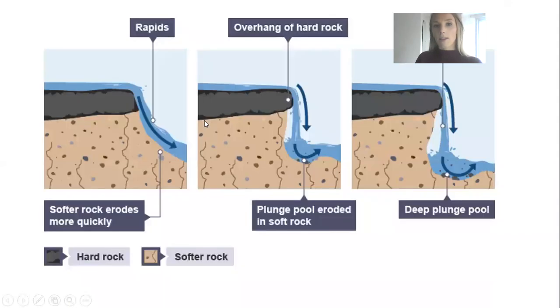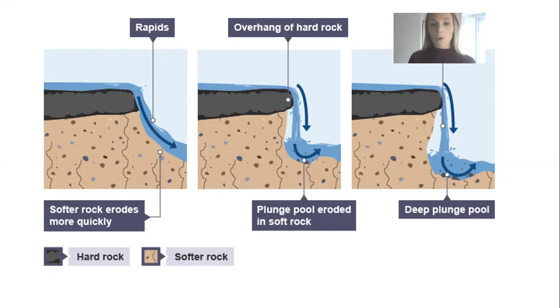So this is a step process. A waterfall will form where there is a change in rock type, where the geology changes from a harder rock or a more resistant rock to a softer rock, a less resistant rock. The soft rock erodes more easily, and so a step in the landscape will form over time. Okay, so the reason the soft rock erodes easily is because it is weaker.